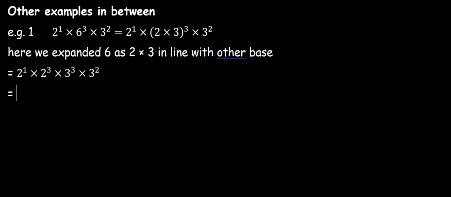So we now have 2 raised to power 1 plus 3 times 3 raised to power 3 plus 2, which will give us our result as 2 raised to power 4 times 3 raised to power 5. This is application only, we will stop there.